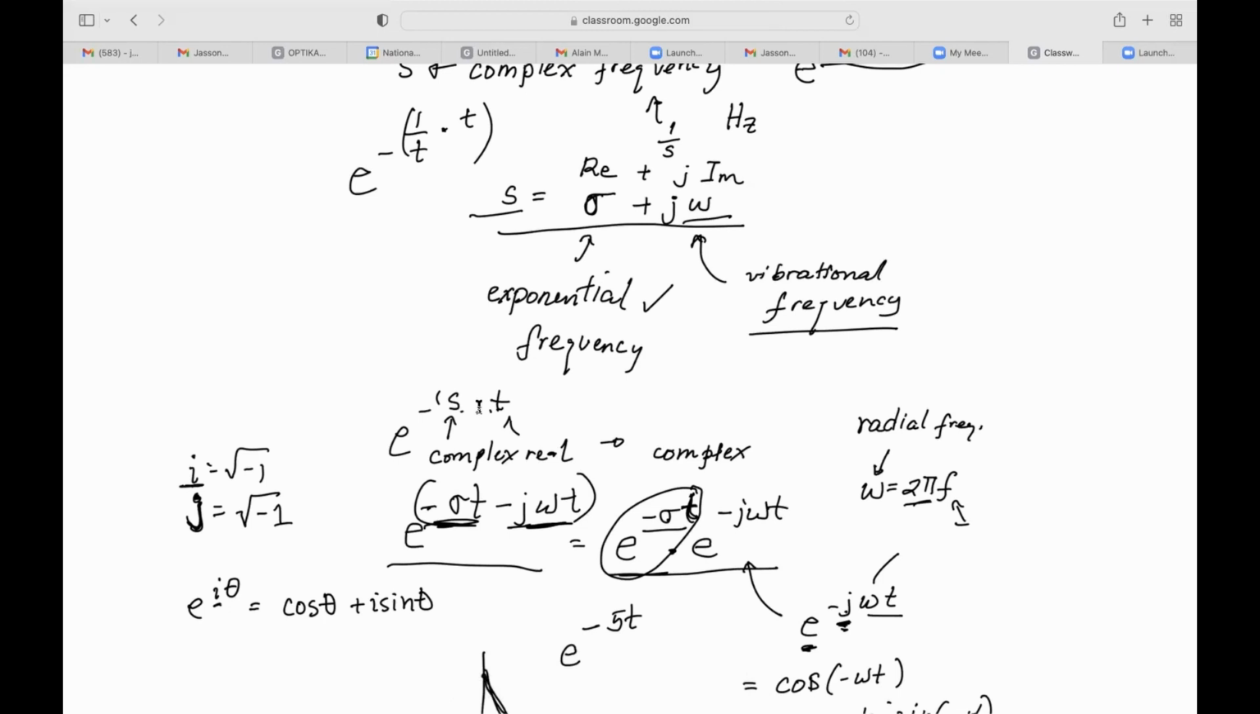In general, that is why it is called a complex frequency, and its parts are called the exponential frequency and the vibrational frequency. Usually, the solution of the differential equation is typically exponential, usually e to the minus st. So imagine when we put in that s with real and imaginary parts. We will have a function with e to the minus sigma t and e to the minus j omega t. By the way, the relationship of omega to the frequency f is just a factor of 2 pi. And this becomes the radial frequency.